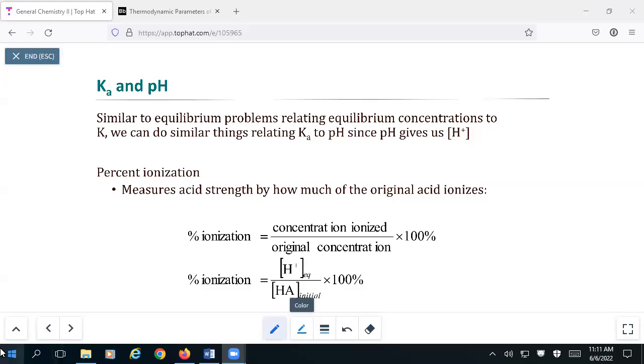All right, let's get restarted here. So we're going to start putting together the last couple of days of work. We're looking at the relationship between the acid dissociation constant, Ka, the hydronium concentration, and pH. And we're going to look at another value here called percent ionization.